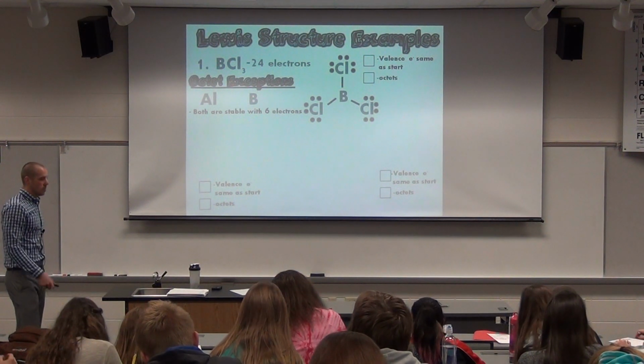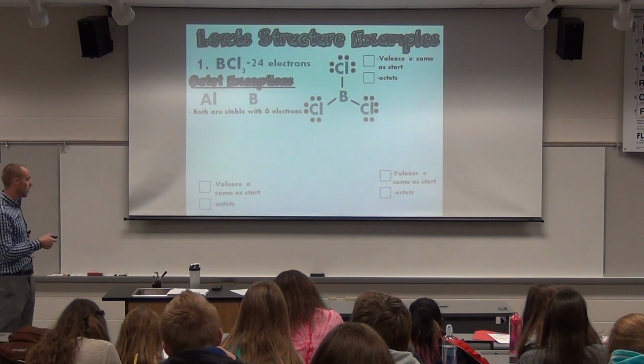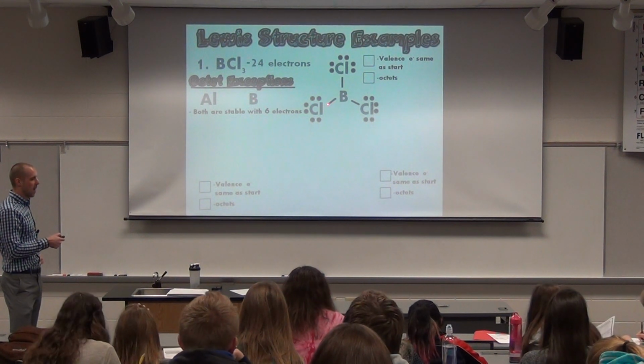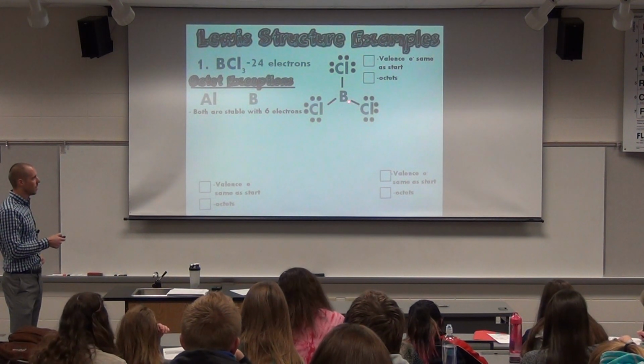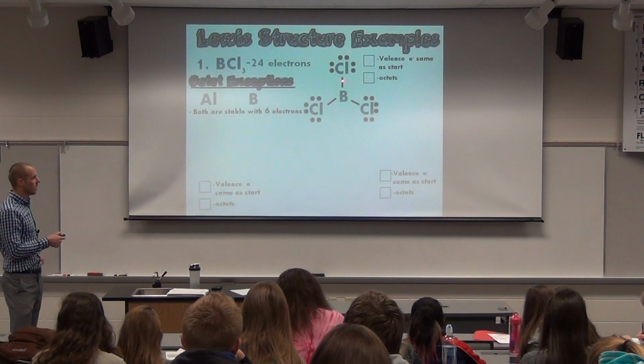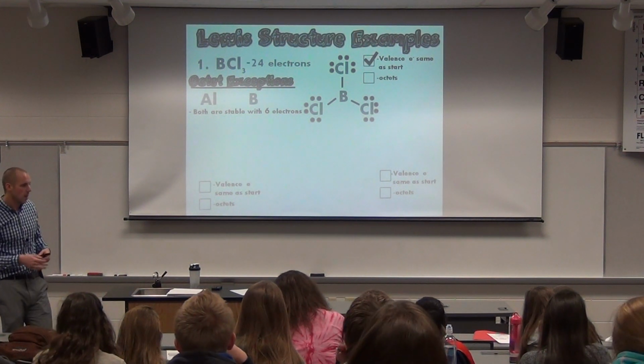So now we check. Do we have the same number of valence electrons as the start? So we count 1, 2, 3, 4, 5, 6. Each bond counts as 2, so it's 7, 8, 9, 10, 11, 12, 13, 14, 15, 16, 17, 18, 19, 20, 21, 22, 23, and 24. So I have the same valence electrons as the start.